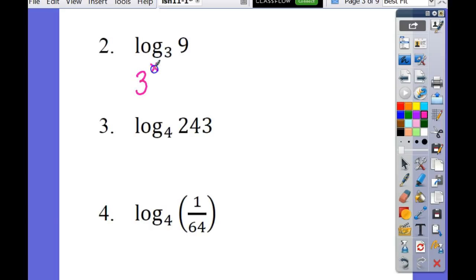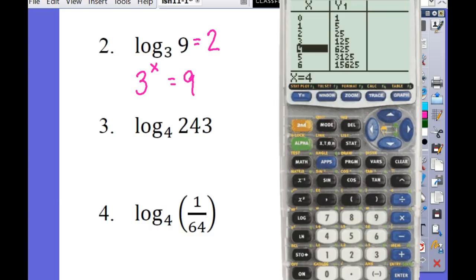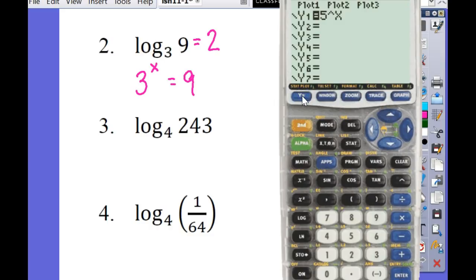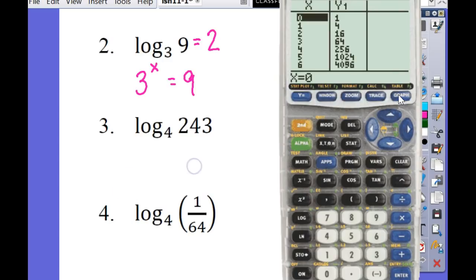3 raised to some power is equal to 9. Hopefully you don't need a calculator to figure that one out. That would be 2. This next one is base 4, raised to some power, 243. 243 is not on my list. We're going to come back to that one in a minute. Also, 1 over 64 is not on my list.